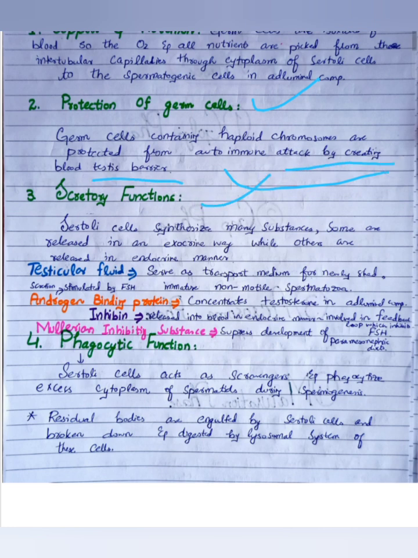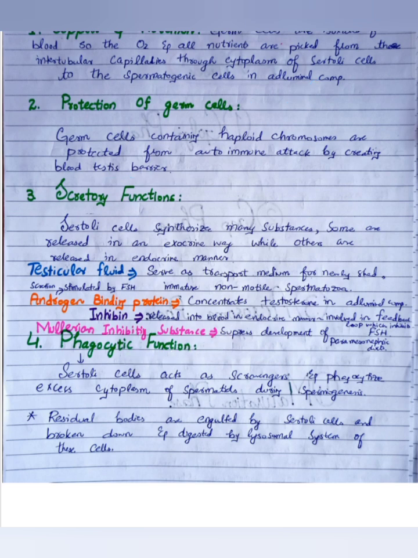Then the secretory functions include the synthesis of many substances such as the testicular fluid, the androgen binding proteins, the inhibin, the Mullerian inhibiting factor, which have various functions. For example, the testicular fluid serves as the transport medium for the newly shed immature non-motile spermatozoa. Androgen binding protein concentrates the testosterone in the adluminal compartment, whereas the inhibin is released into the blood in an endocrine manner and it is involved in the feedback loop which inhibits the FSH. Mullerian inhibiting factor suppresses the development of the paramesonephric ducts, which are the main ducts in the development of the female genital system.